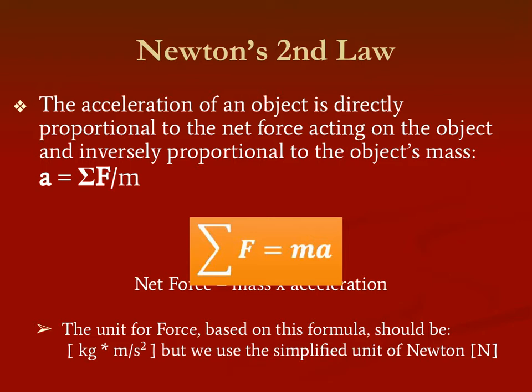Newton's second law, the actual equation, tells us that the acceleration of an object is directly proportional to the sum or the net force acting on the object and inversely proportional to the object's mass. And that eloquent, amazing, delightful mathematical expression can be seen here. Now this seems fairly straightforward. It's only 3 variables. A little bit of algebra, we're good to go.